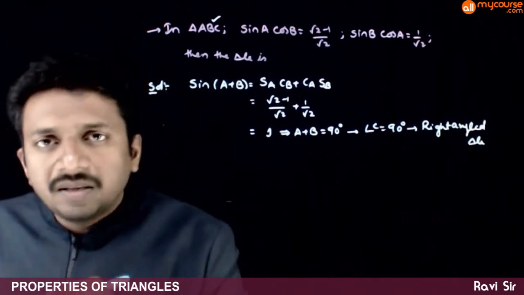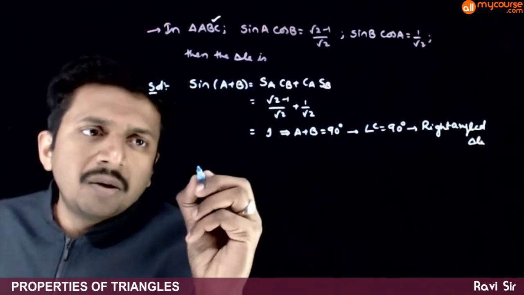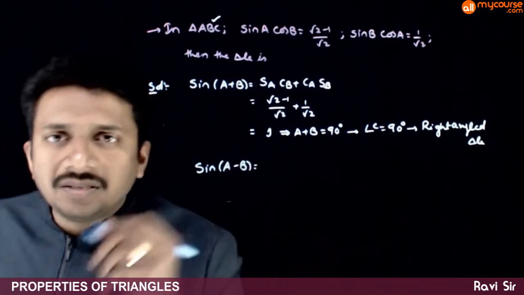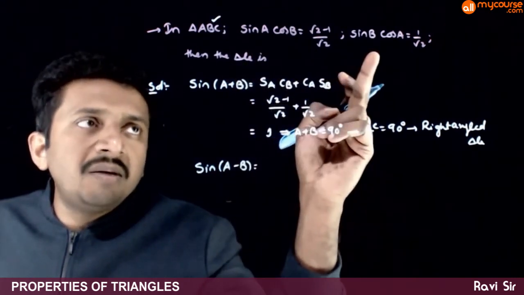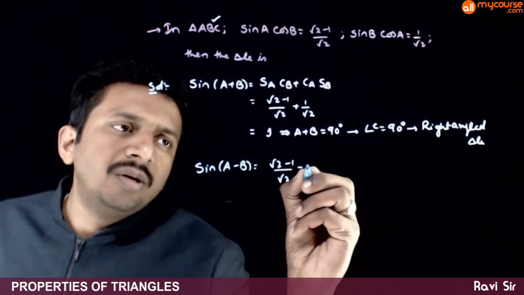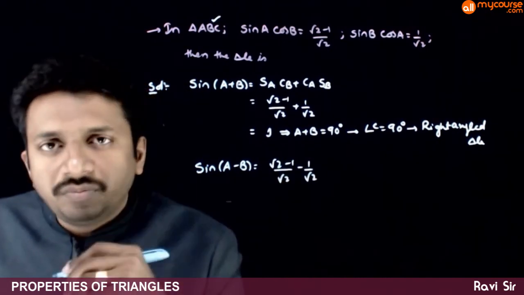So let us further analyze this. What is sine of A minus B? Sine A minus B is sine A cos B minus cos A sine B. That is root 2 minus 1 by root 2 minus 1 by root 2.